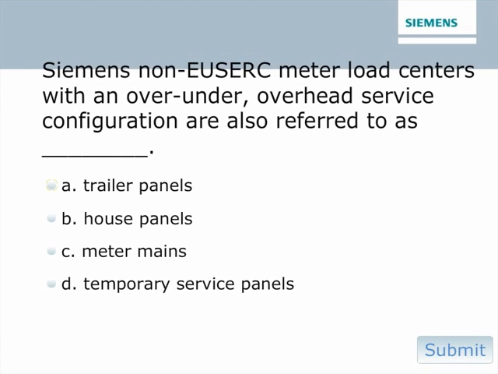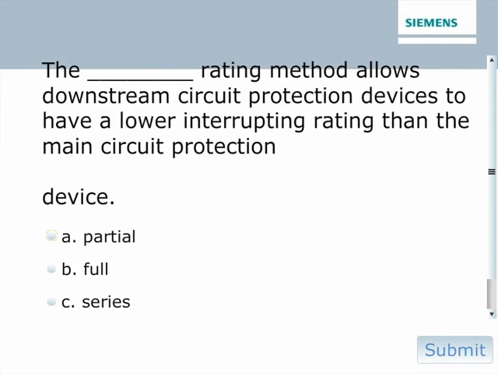Question 13. Siemens non-USERC meter load centers with an over-under overhead service configuration are also referred to as blank. Is it A, trailer panels, B, house panels, C, meter mains, or D, temporary service panels? Question 14. The blank rating method allows downstream circuit protection devices to have a lower interrupting rating than the main circuit protection device. Is it A, partial, B, full, C, series, or D, parallel?